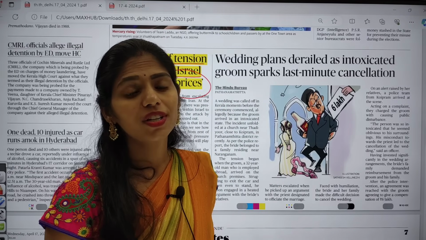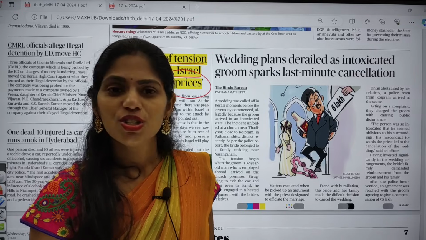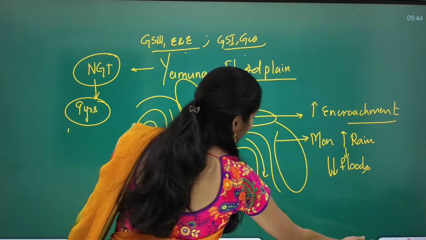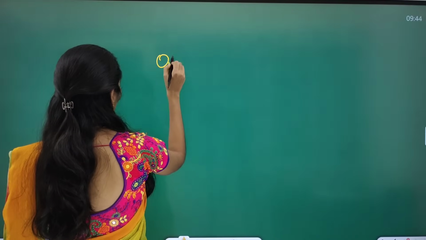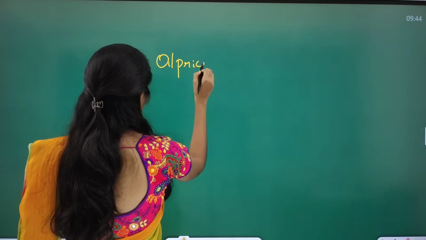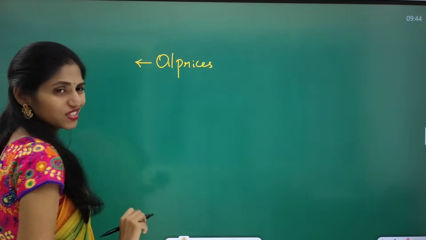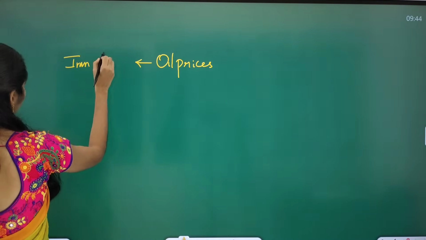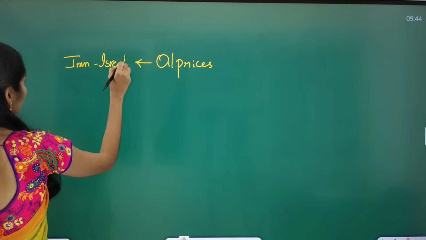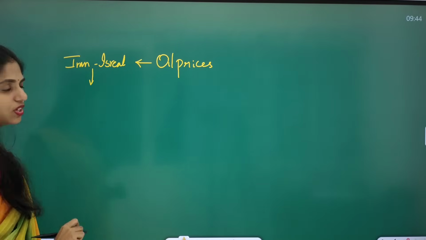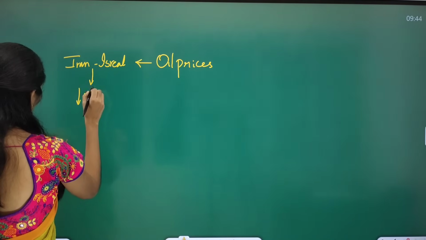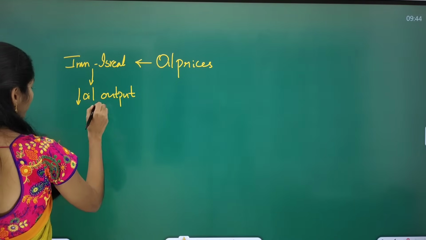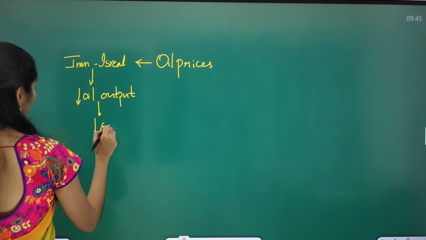For the last one week we have been discussing the Iran and Israel issue. We are not focusing on that issue now; we will be focusing on oil prices. First, a small background. Iran and Israel are fighting. Because of this fighting, there may be a decrease in oil output, and because of this there are fewer exports of oil to other countries.